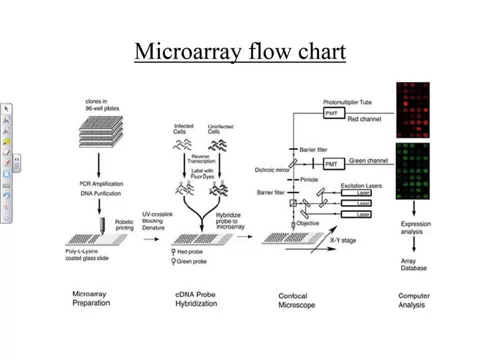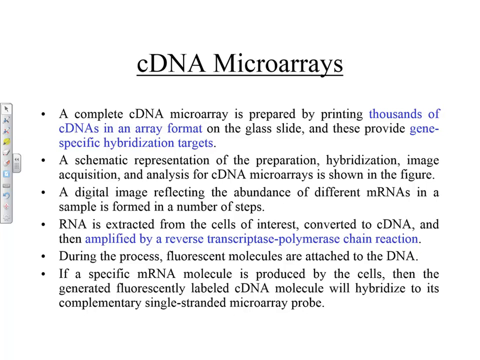Now you're going to prepare the samples that you're going to study, and then get them to hybridize on that slide. So the first step in getting that digital image is that RNA is extracted from the cells of interest. It is converted to complementary DNA by reverse transcription, and then it is amplified, because maybe the amount of DNA you got is very small. So you want to amplify that.